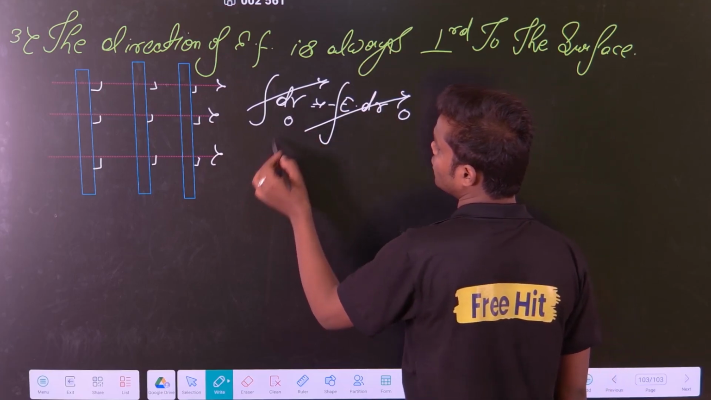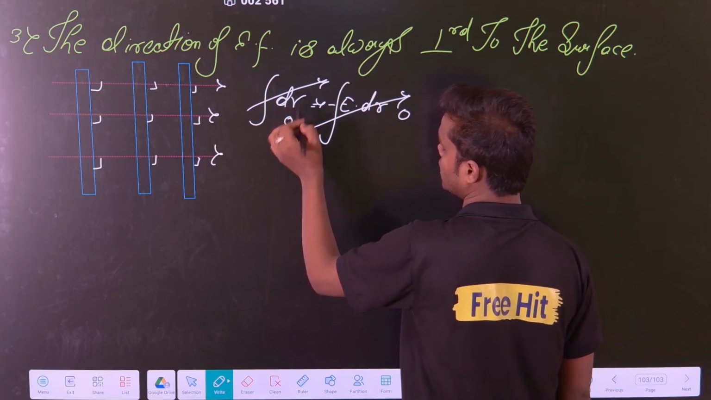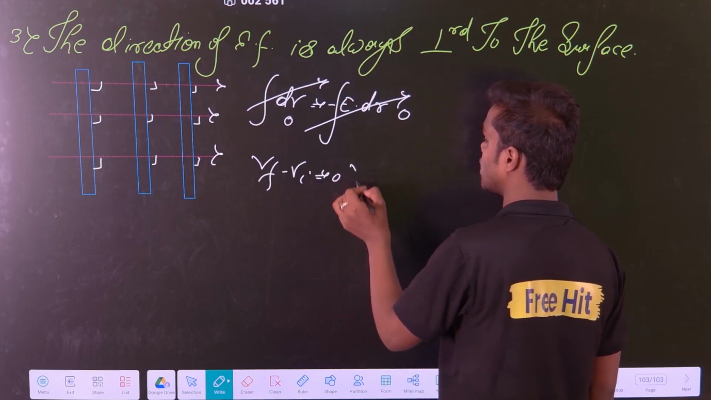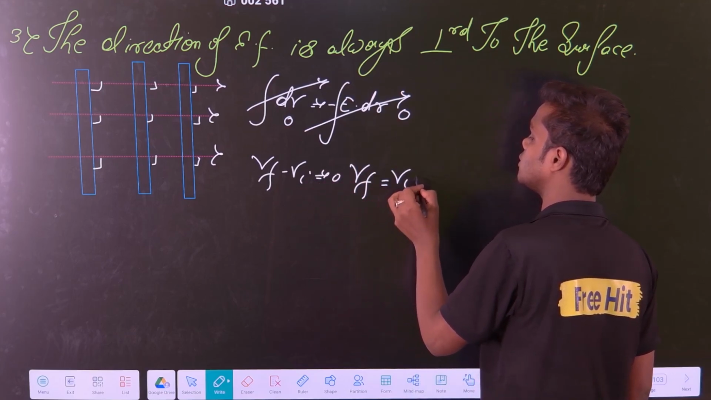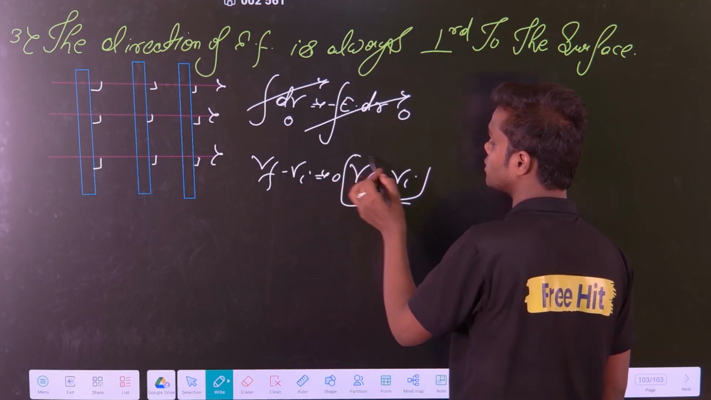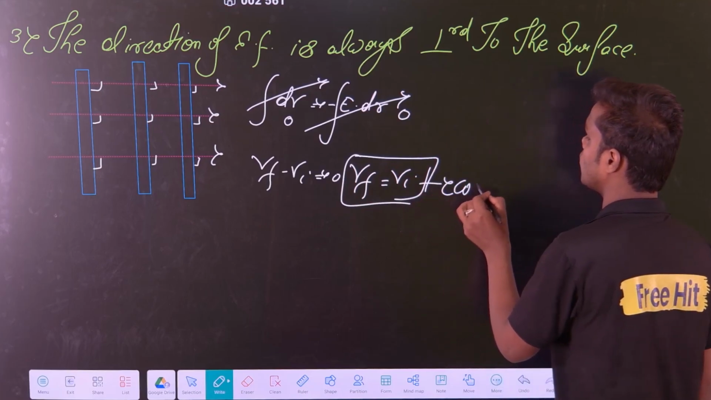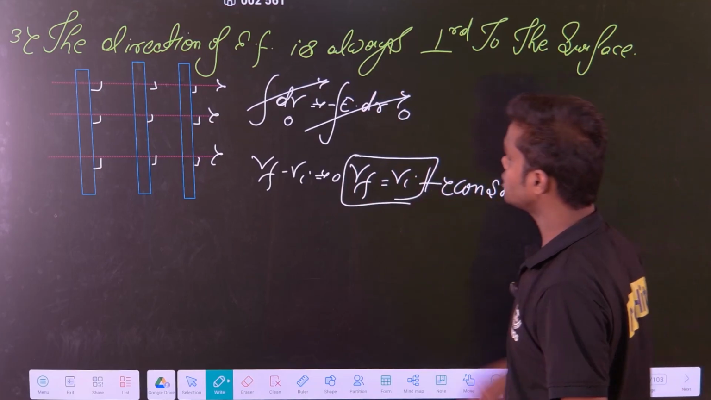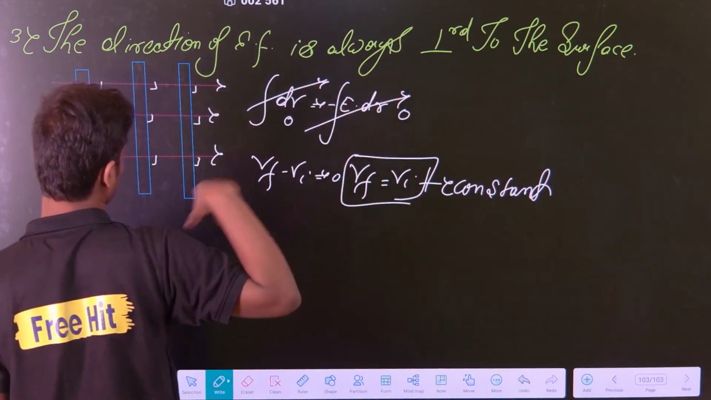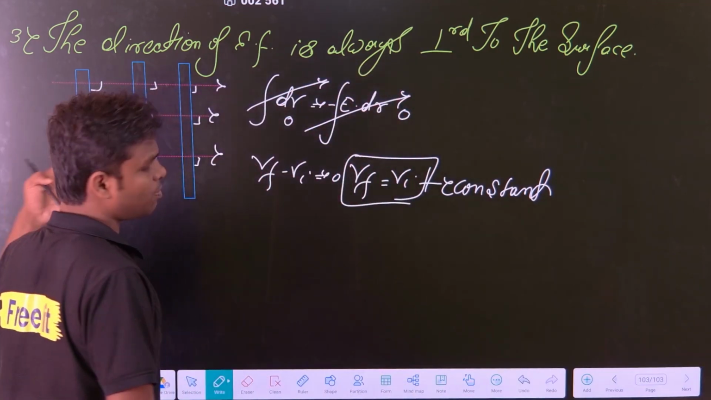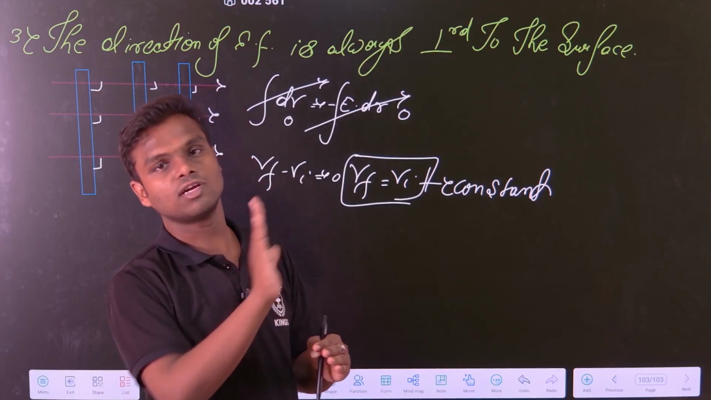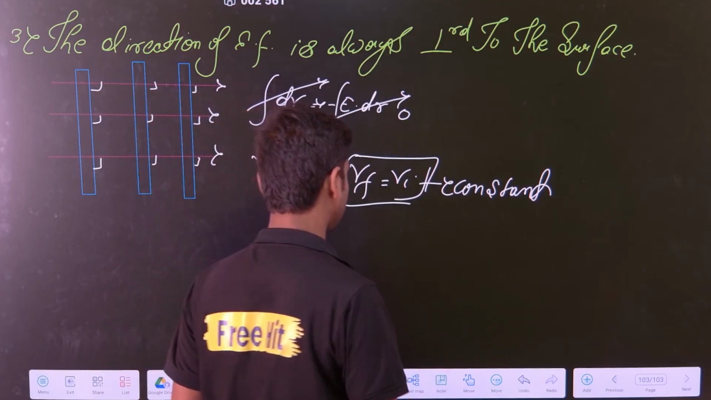What idea do you get from this? dV means V final minus V initial should be equal to 0. So V final is equal to V initial. That means potential is always constant, and that is the definition of an equipotential surface. That is why we are saying E dot dr should be 0, and that is why the electric field should be perpendicular to the surface. Then only my E will become perpendicular to the dr vector. That is the reason, correct?